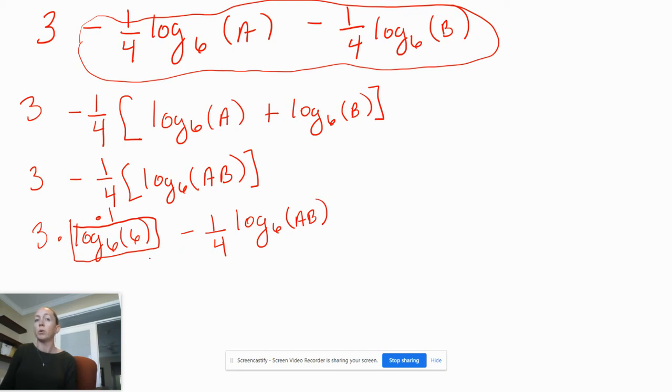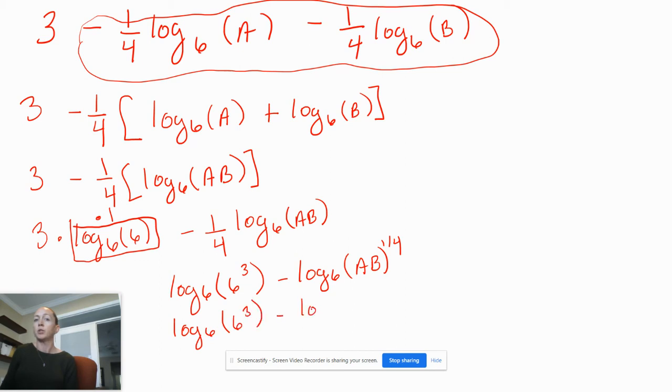But now that you have logarithms both base 6, we can use the condensing rule and bring those two logs together. But before we do that, we've got to take care of this number in the front of both logarithms. Those become exponents, right? So this would be 6 to the third power. And the other one would be to the 1/4 power. Okay. Now, a 1/4 power, any fraction as a power is a radical. So that 1/4 power actually means that you have the fourth root of AB.